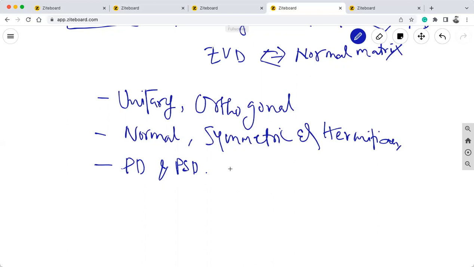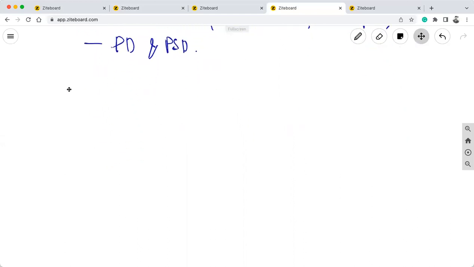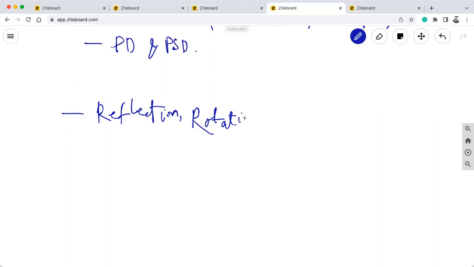So in the next lecture, we will come across some other special matrices which can act as important operators, such as the reflection operator, the rotation operator, and also the projection operator. So if we know all these things very clearly, then we can actually do the matrix diagonalization techniques.